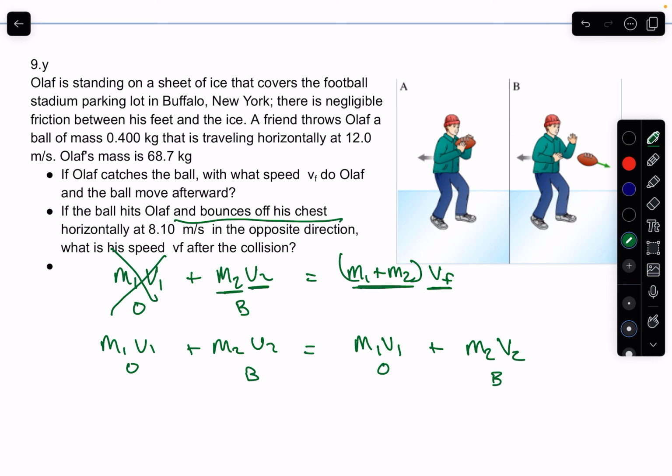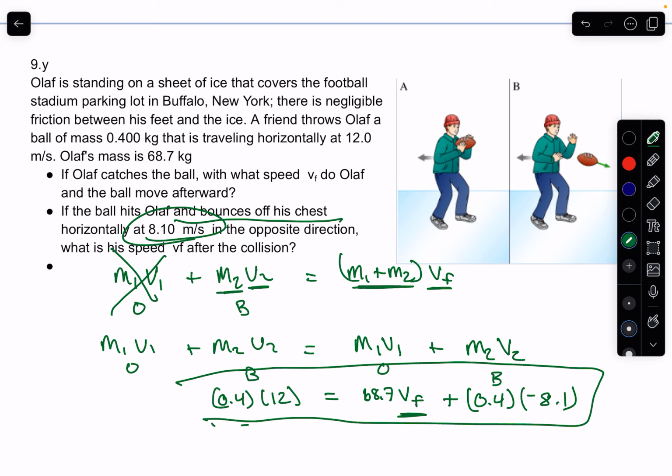So this will be 0.4 times 12 equals Olaf's mass, 68.7, times v final. That's what you're trying to find. Plus the mass of the ball, 0.4. And what's his velocity? When it says it's coming back at 8.1, important, it's negative 8.1. And now you have an equation right here, and you can solve for v final of Olaf.